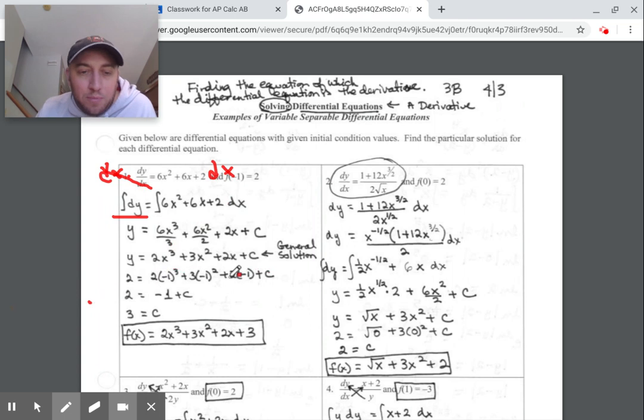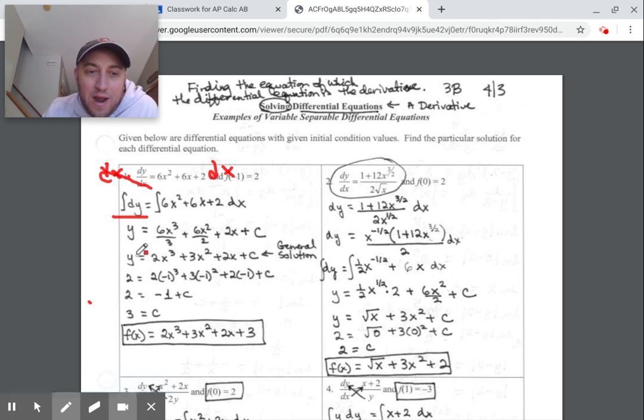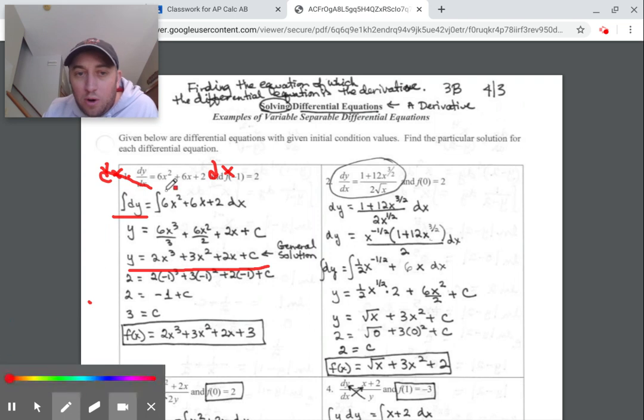And there's really no point on this other side, on the left-hand side, to write y plus c, because I'm going to have to get that y by itself anyway. So when I subtract c from both sides, one constant minus another constant, who knows what that constant is going to be. So I'm only going to add the c on the right-hand side. So that right there is our general solution to our problem.